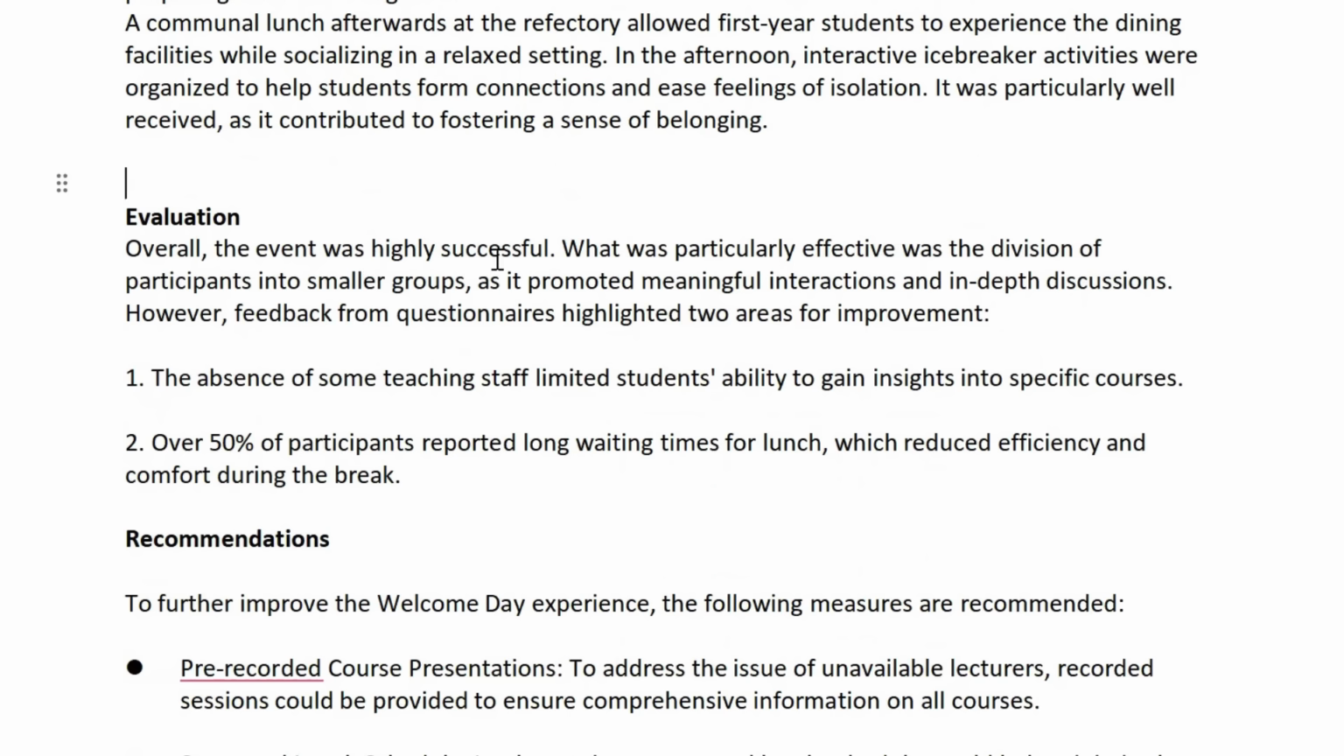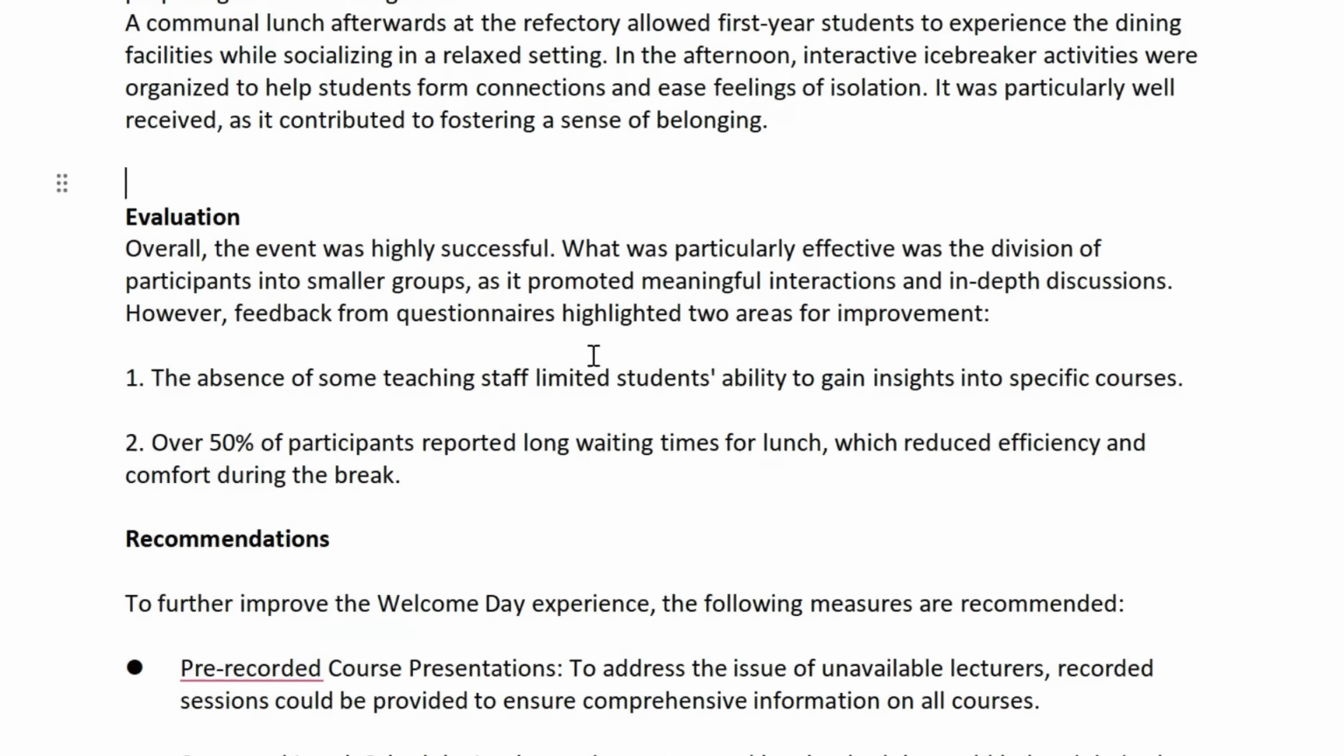Overall, the event was highly successful. What was particularly effective was the division of participants into smaller groups, as it promoted meaningful interactions and in-depth discussions. However, feedback from questionnaires highlighted two areas for improvement. One, the absence of some teaching staff limited students' ability to gain insights into specific courses. And two, over 50% of participants reported long waiting times for lunch, which reduced efficiency and comfort during the break.